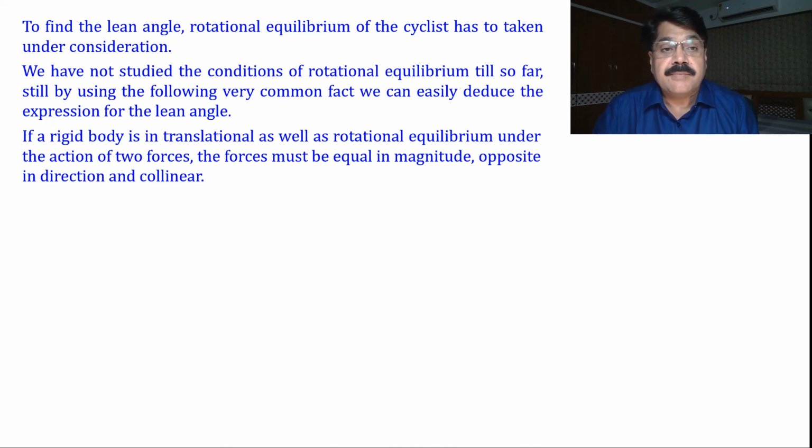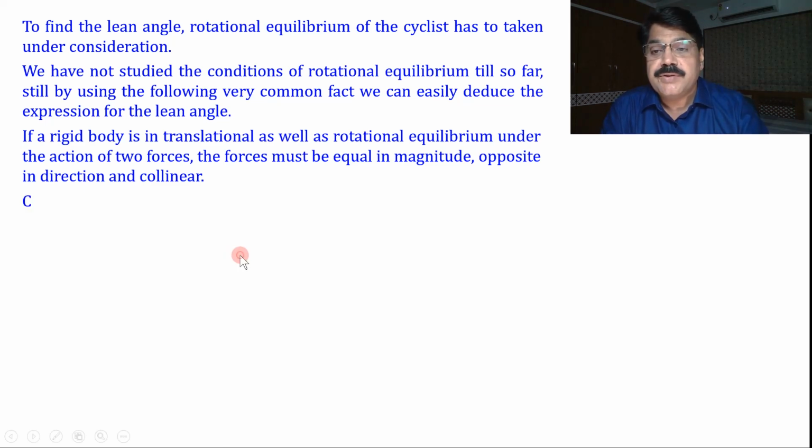Again, there is a need of a non-inertial frame. So in the non-inertial frame, a pseudo force mv square by r will be applied on the cyclist outward. So the resultant of mg and mv square by r will be one force. A resultant of friction and normal reaction will be another force, known as the total contact force. Now you can see only two forces are acting on the cyclist: the resultant of mg and mv square by r, and the total contact force. And these two forces must be collinear, and we will use this condition here.